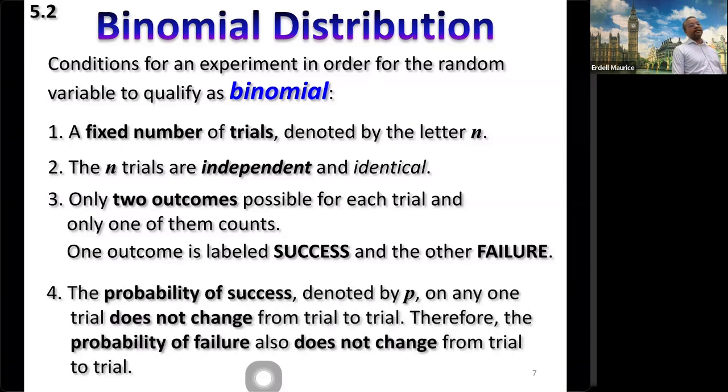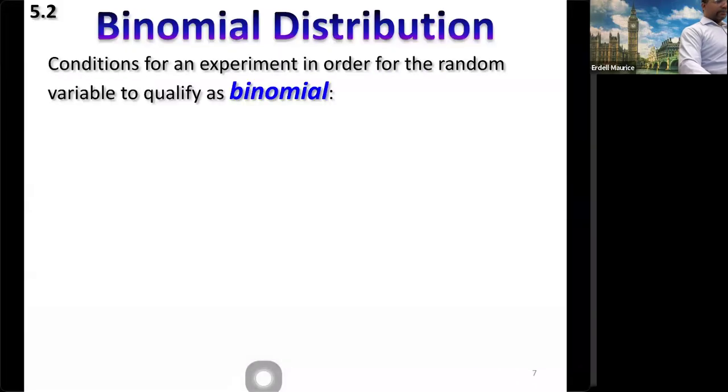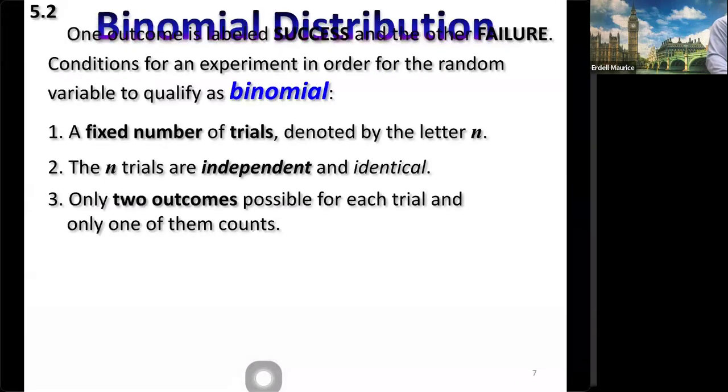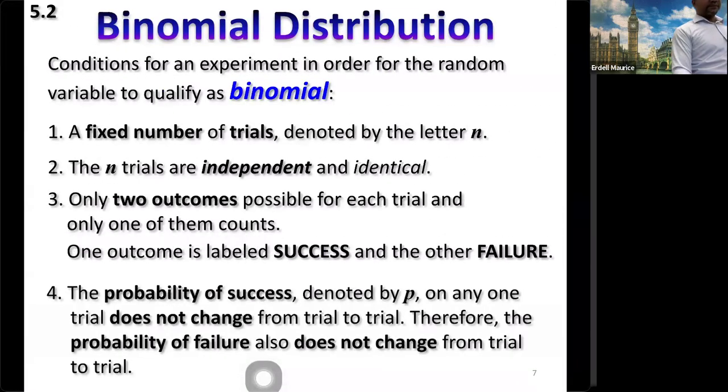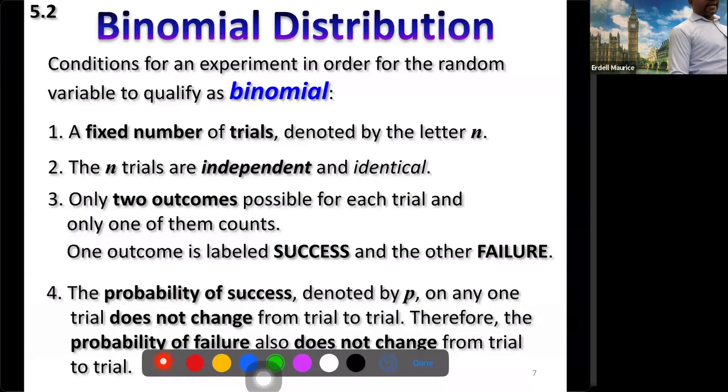And then the last one is that the probabilities don't change. The probability of a success is fixed. We call it lowercase p. The probability of a failure is also fixed. It's going to be 1 minus p. Uh-oh, I have to write that myself. The probability of a success is labeled as p. The probability of a failure is labeled as q, which is going to be 1 minus p.